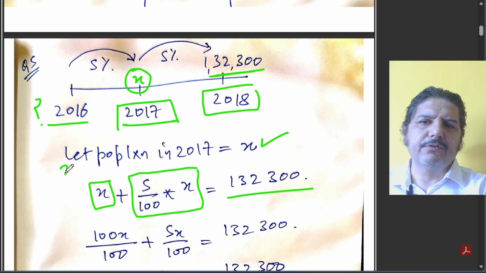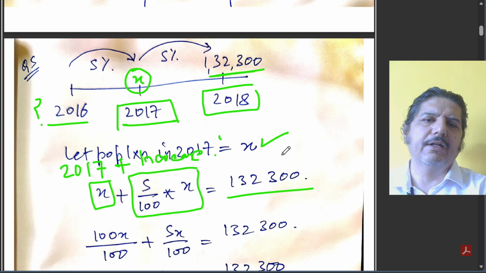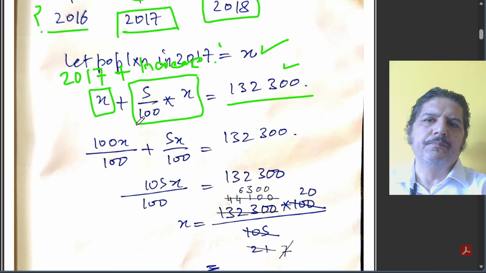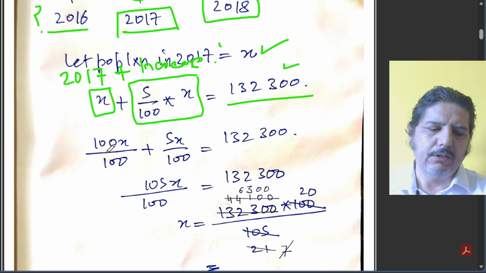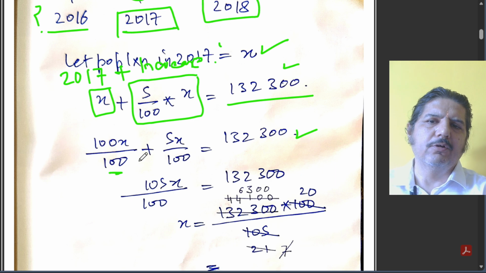See, this is the population in 2017 plus increase, and this once I have increased, this becomes 1,32,300. Hope this is making sense. Now I have to add this. This I have written as 100x upon 100, and this is 5x upon 100, and this is equal to 1,32,300. Why I have written it like this is because I want to make the denominator.